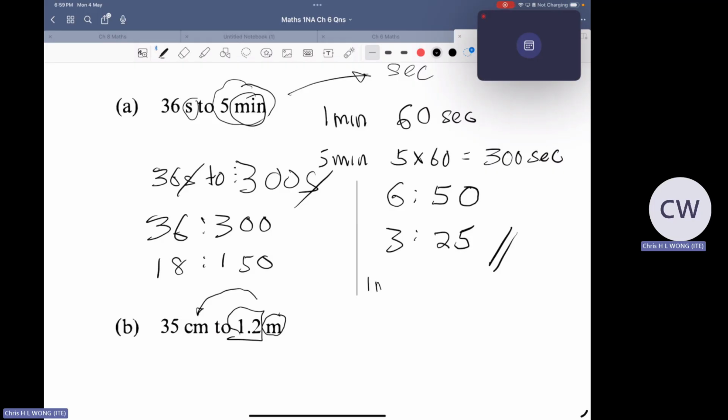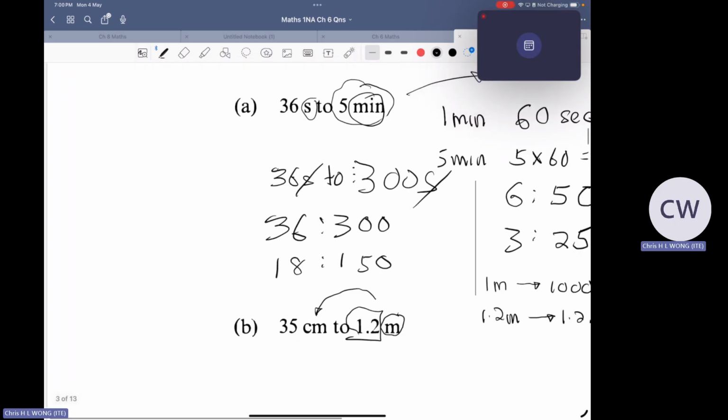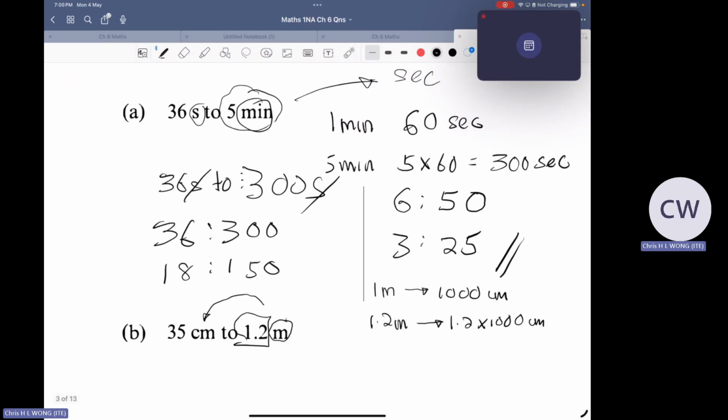1 meter, 1000 cm. How many meters do you have? 1.2 meters, you have 1.2 times 1000 cm. What do you get from here? Move 3 decimal points. 1, 2, 3. You get 1200 cm.